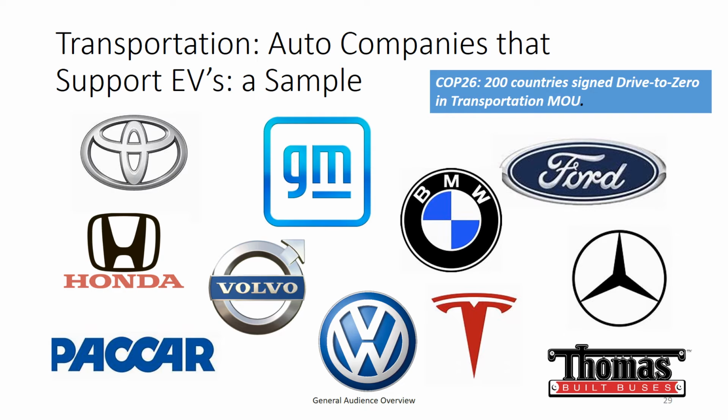Let's talk about who's buying in so far. The auto companies have bought in. So that's not the problem. I talked about technology. Auto companies have the technology, and you'll recognize Toyota, Honda, GM, Volvo, and so forth. School buses, Daimler, and so forth. Everybody's bought in. Recently at COP26 in Scotland, 200 countries signed an MOU to drive to zero emissions in transportation by no later than 2035. So there's a widespread effort to get transportation to be zero emission.